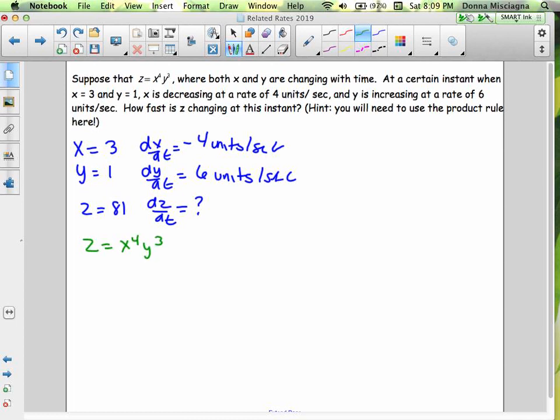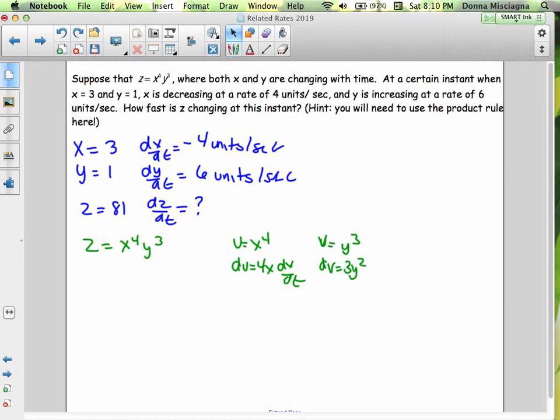All right, so let's take the derivative. We do have a product rule here. U is going to be x to the fourth. The derivative will be 4x dx dt. V is y cubed. Oops, how did we lose the 4x cubed? Sorry, du is 4x cubed dx dt, I left off the exponent. And then the derivative of y cubed is 3y squared dy dt.